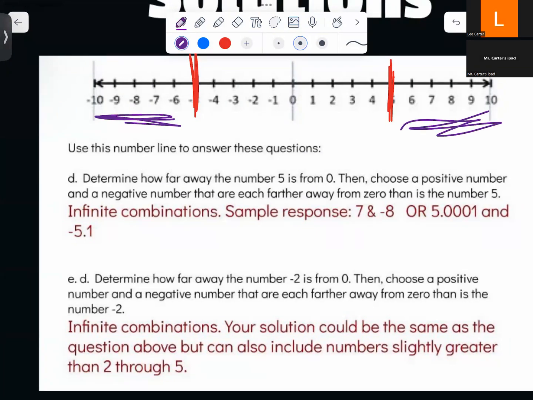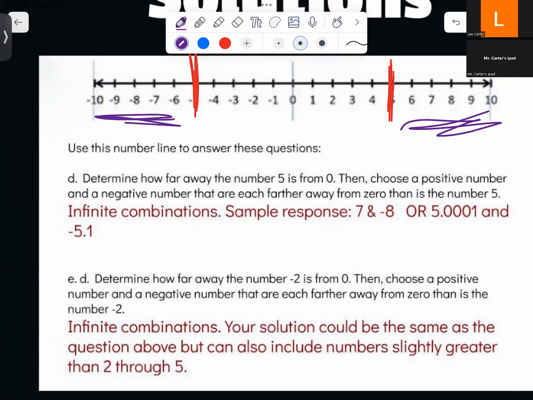So they said 7 and -8, or you could have done -5.1 or positive 5.0001, like they said there. Okay. And then what it means by infinite combinations is you could have written anything as long as it was further than 5 away from 0. You could have written -47 million and positive 51 million if you wanted to, right?